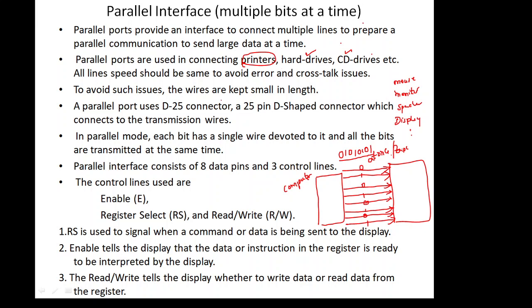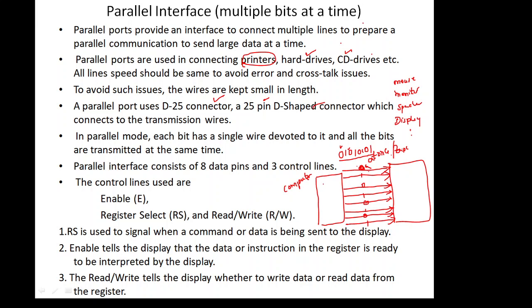The parallel port uses a D25 connector, a 25-pin D-shaped connector which connects the transmission wires, fine. Here in this parallel mode, each bit has a single wire devoted to it. Like this zero, in the sense this wire is dedicated for zero only. It is not going to transfer any other bits. So devoted wires for devoted bits will be there in the parallel mode.